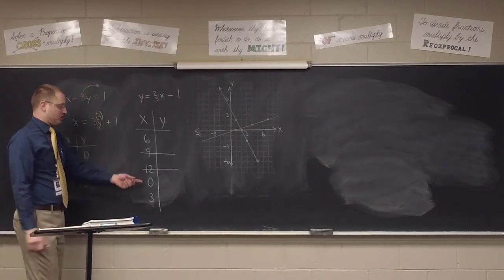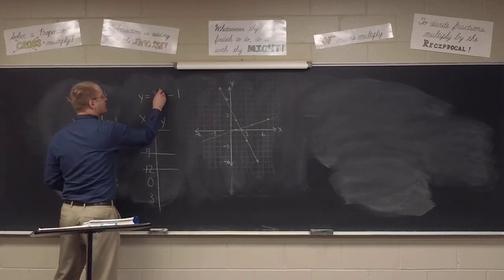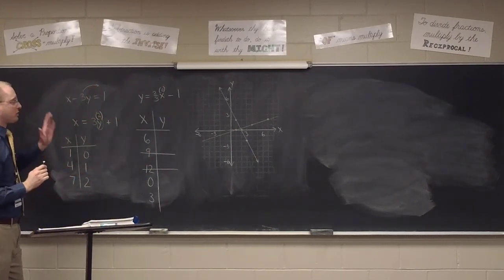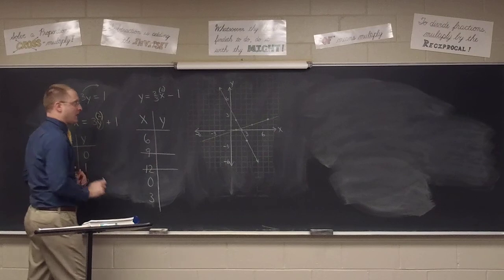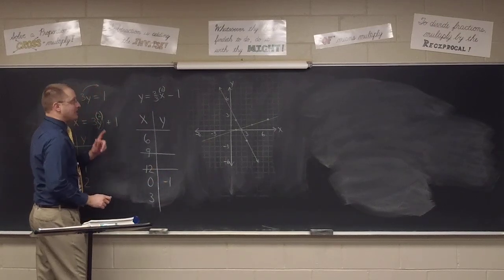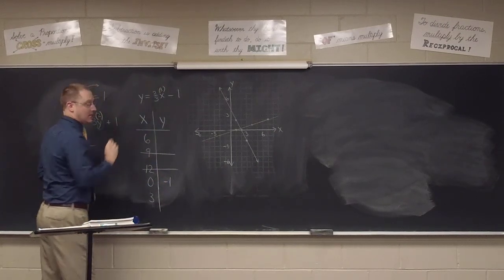All right, so let's start with a 0, because it doesn't get any easier than that. If I plug in a 0 here, class, 2/3 of 0 minus 1, negative 1 is my y value. Okay, now let's take 2/3 of 3.